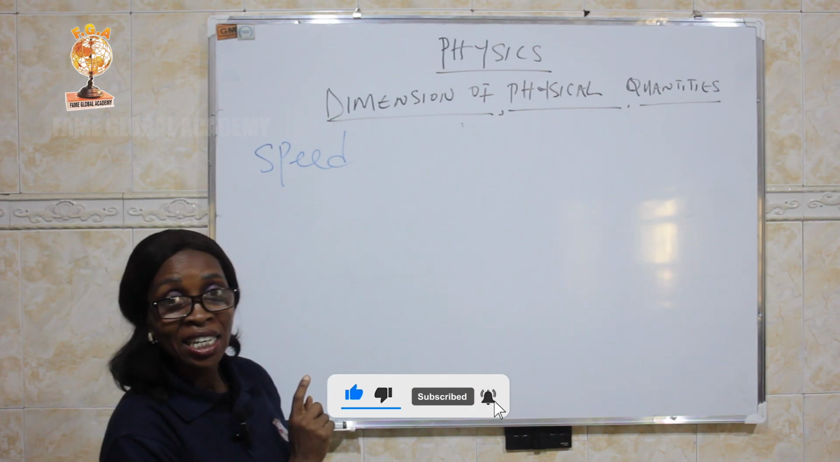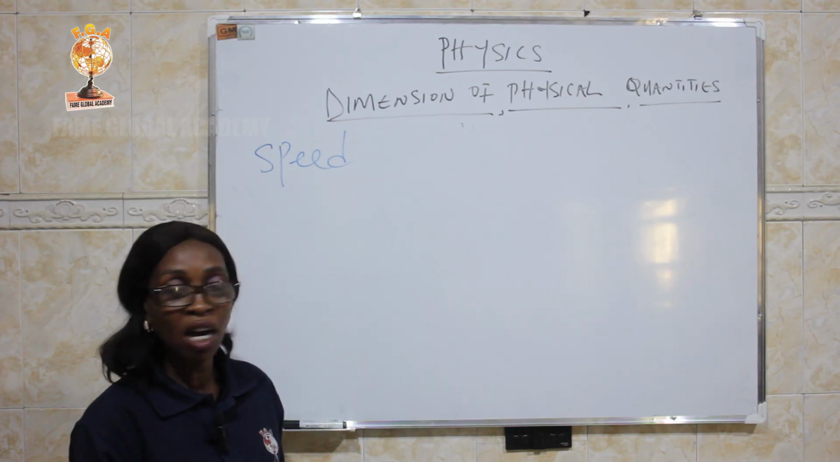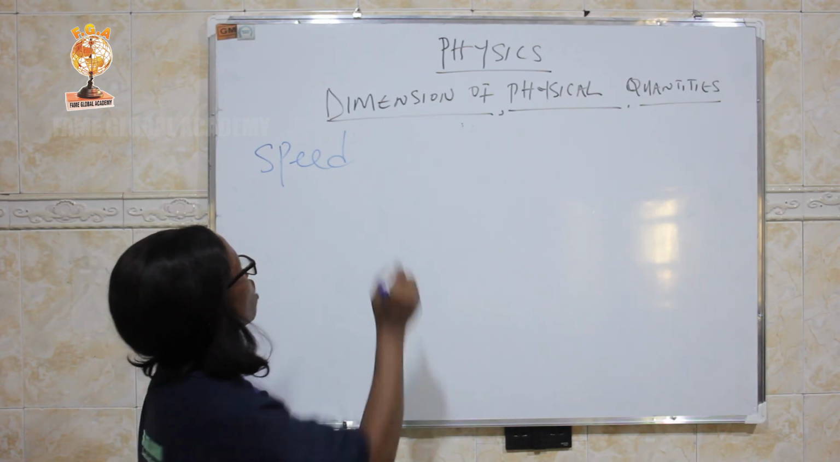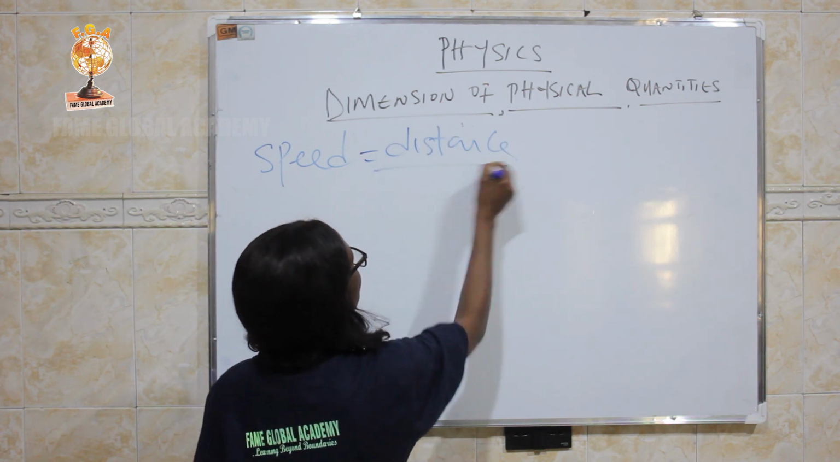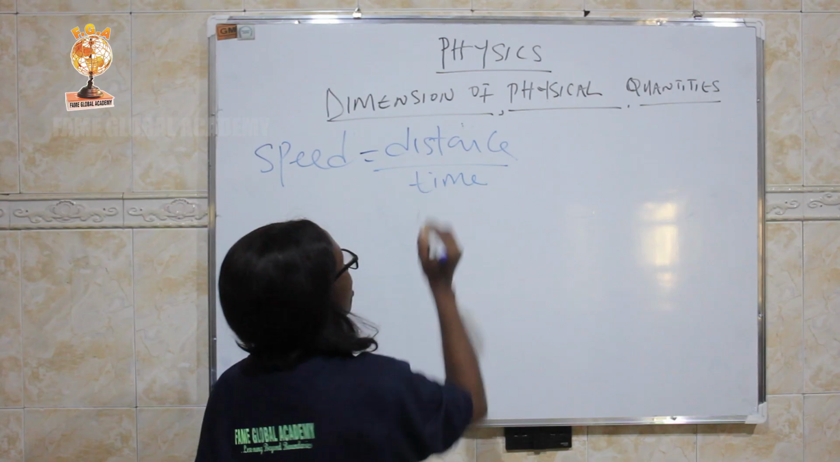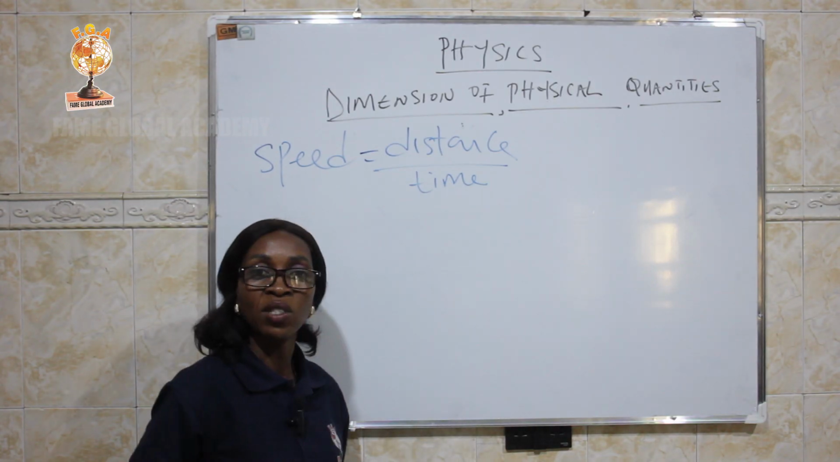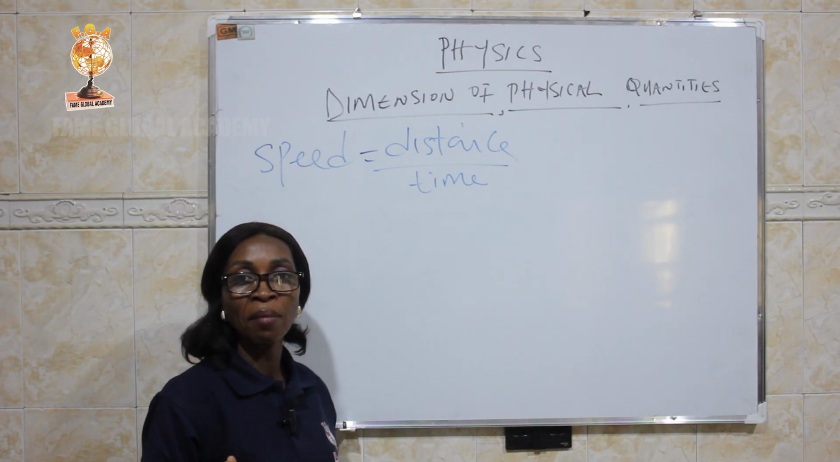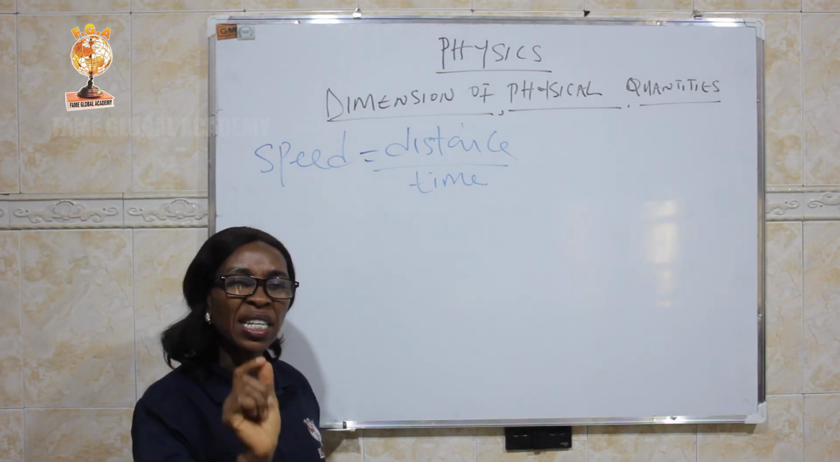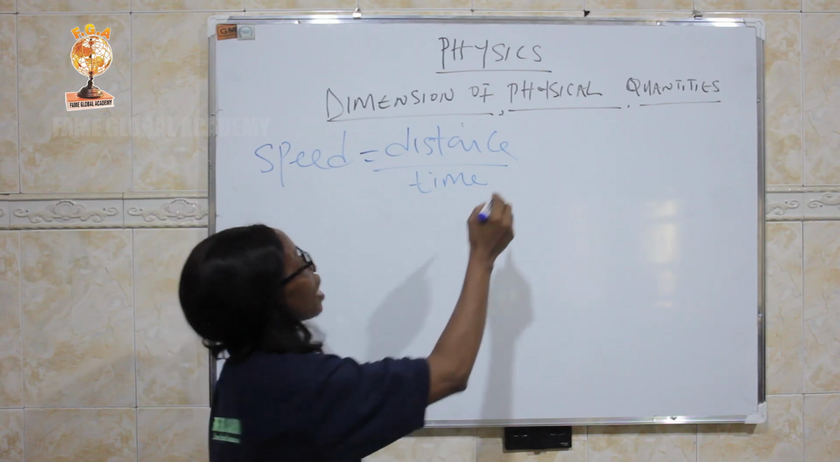Now speed, for instance, speed is a parameter. Now what is the formula for speed? Speed is distance over time. Distance traveled in a given time. And the SI unit is meter per second.